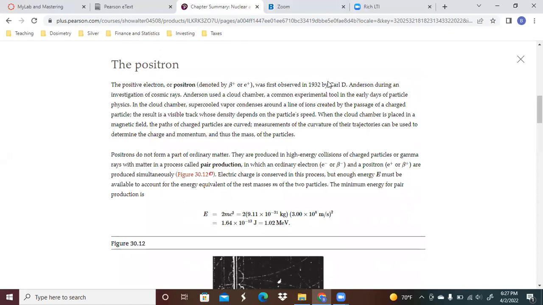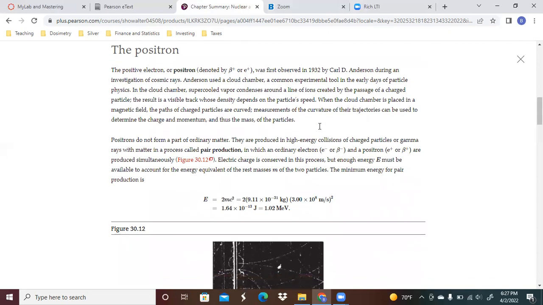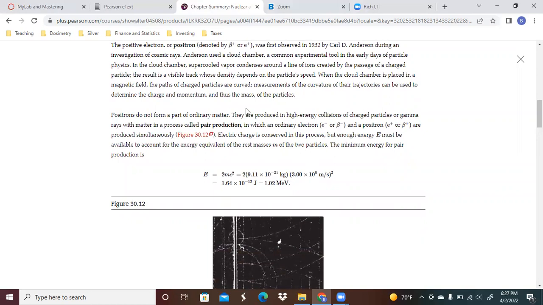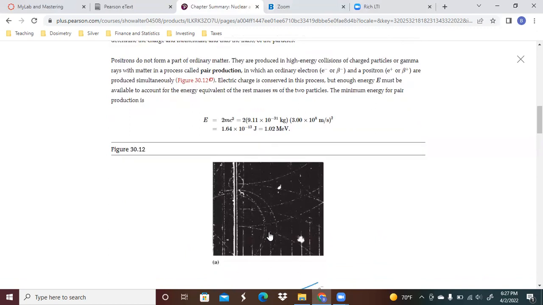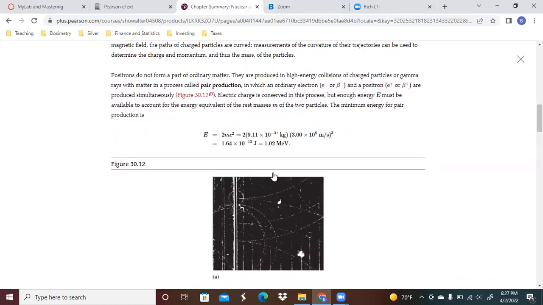The positive electron, or positron, was first observed in 1932 by Carl Anderson during an investigation of cosmic rays. Using a cloud chamber, a common experimental tool in the early days of particle physics, supercooled vapor condenses across a line of ions created by the passage of a charged particle. The result is a visible track whose density depends on the particle's speed. When the cloud chamber is placed in a magnetic field, the paths of charged particles are curved. Measurements of the curvature of their trajectories can be used to determine the charge and momentum, and thus the mass of the particles. So that's what you're seeing here.